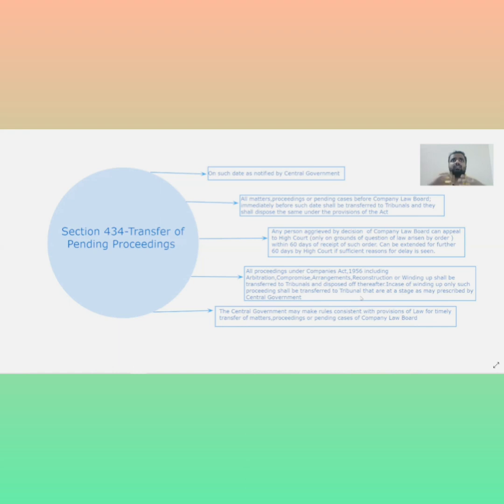For example, the central government may come up with a notification that whatever winding up is in stage 2 or stage 3, only those can be transferred. The rest, where cases are in the last stage, have to be wound up by the CLB and so on. Now, the last point is that the authority is with the central government to make rules strictly under the provisions of this Act for transfer of matters, proceedings, or pending cases of the Company Law Board. In short, the central government has the authority to make rules regarding the transfer of cases from the CLB to the tribunals.